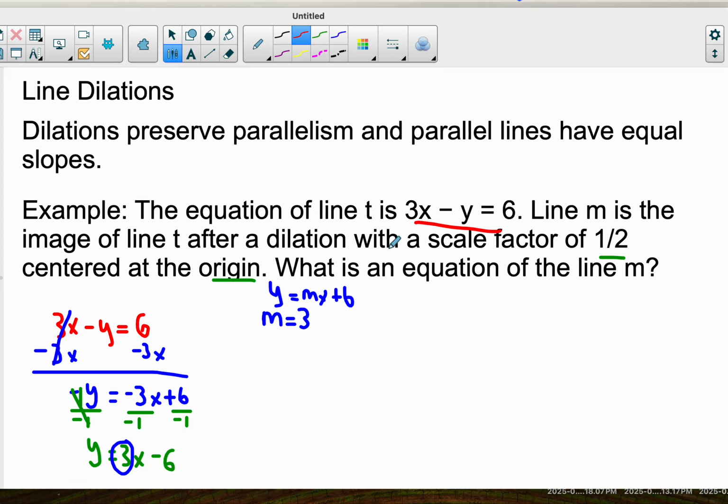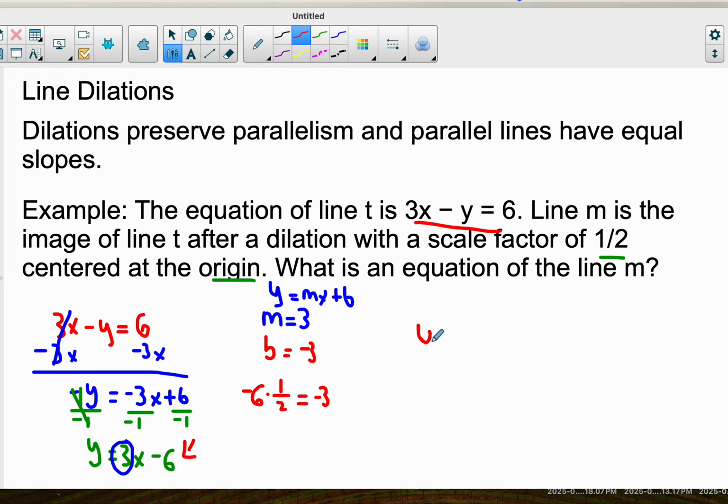So we do have a rule that when we're dilating a line equation and we are centered at the origin, we can take the y-intercept and multiply it by the scale factor. The scale factor here is 1/2. So if I take negative 6 and multiply it by the scale factor, because negative 6 is the y-intercept of the original equation, I get negative 3. So the new y-intercept of the dilated line should be negative 3.